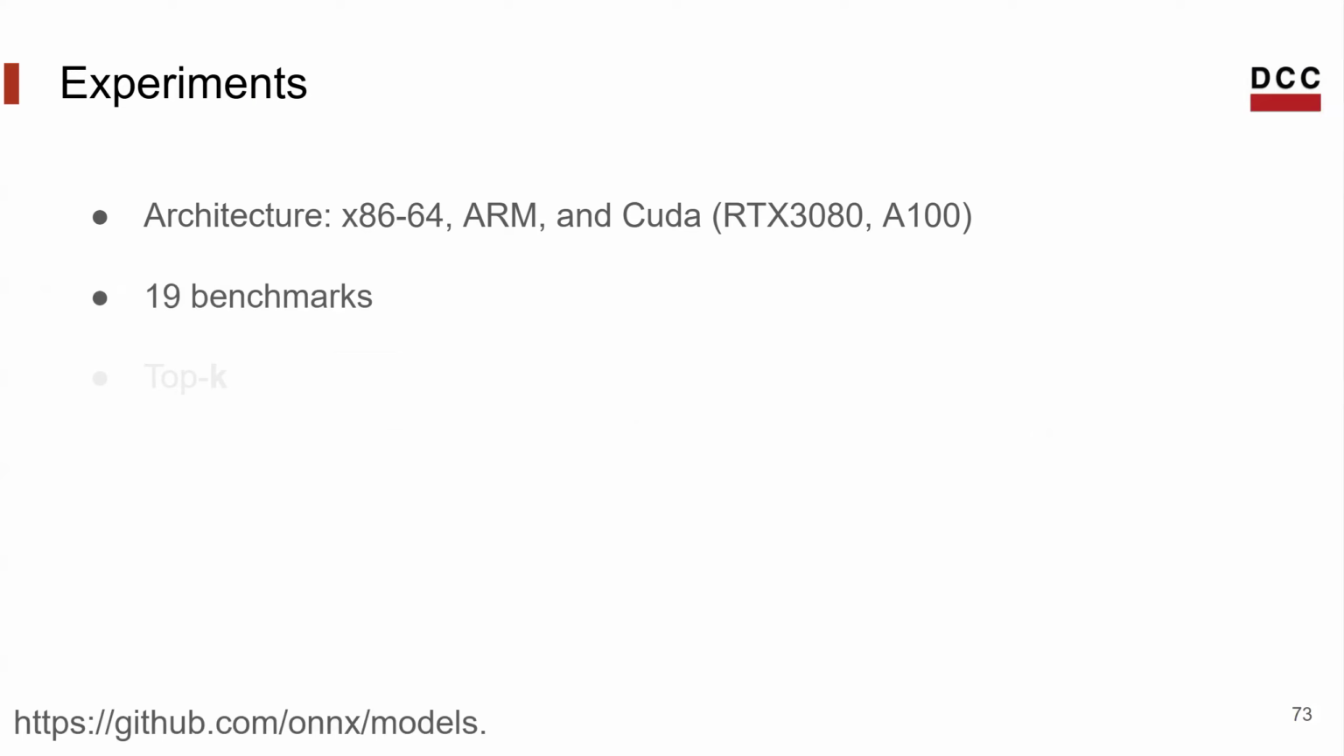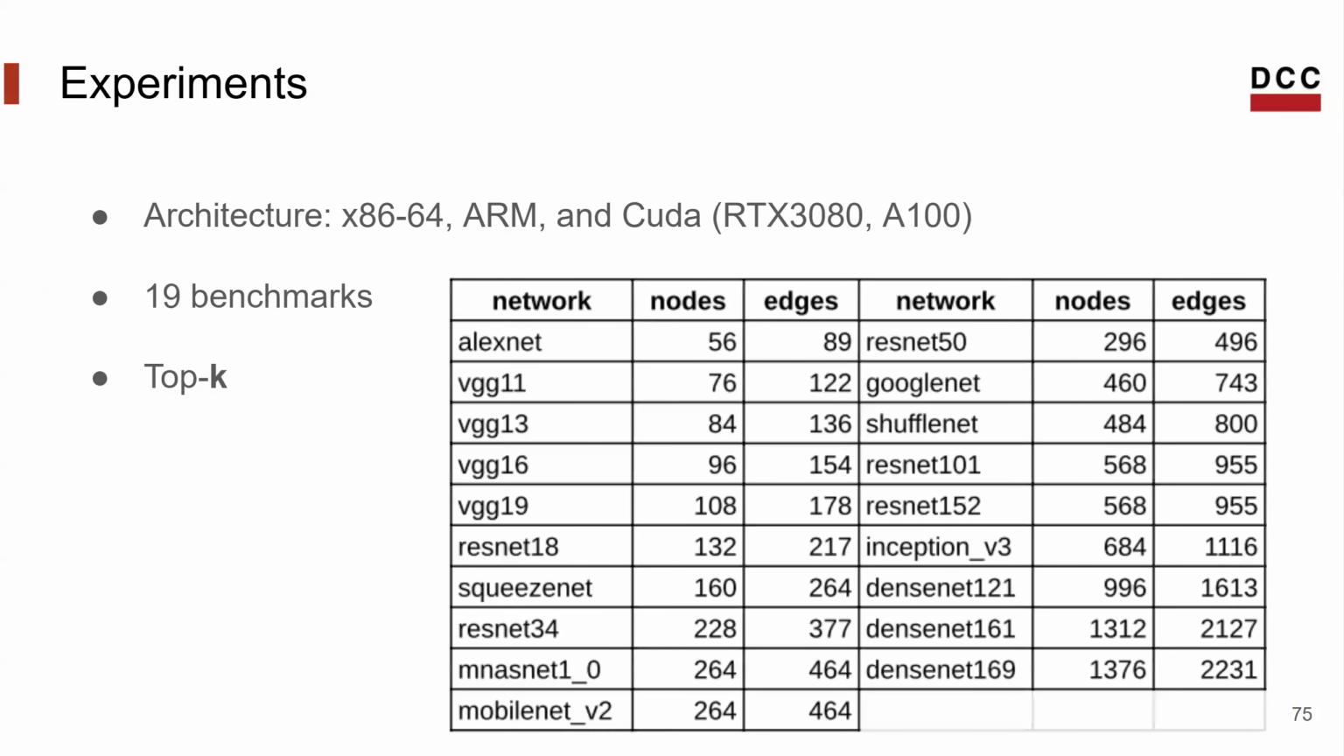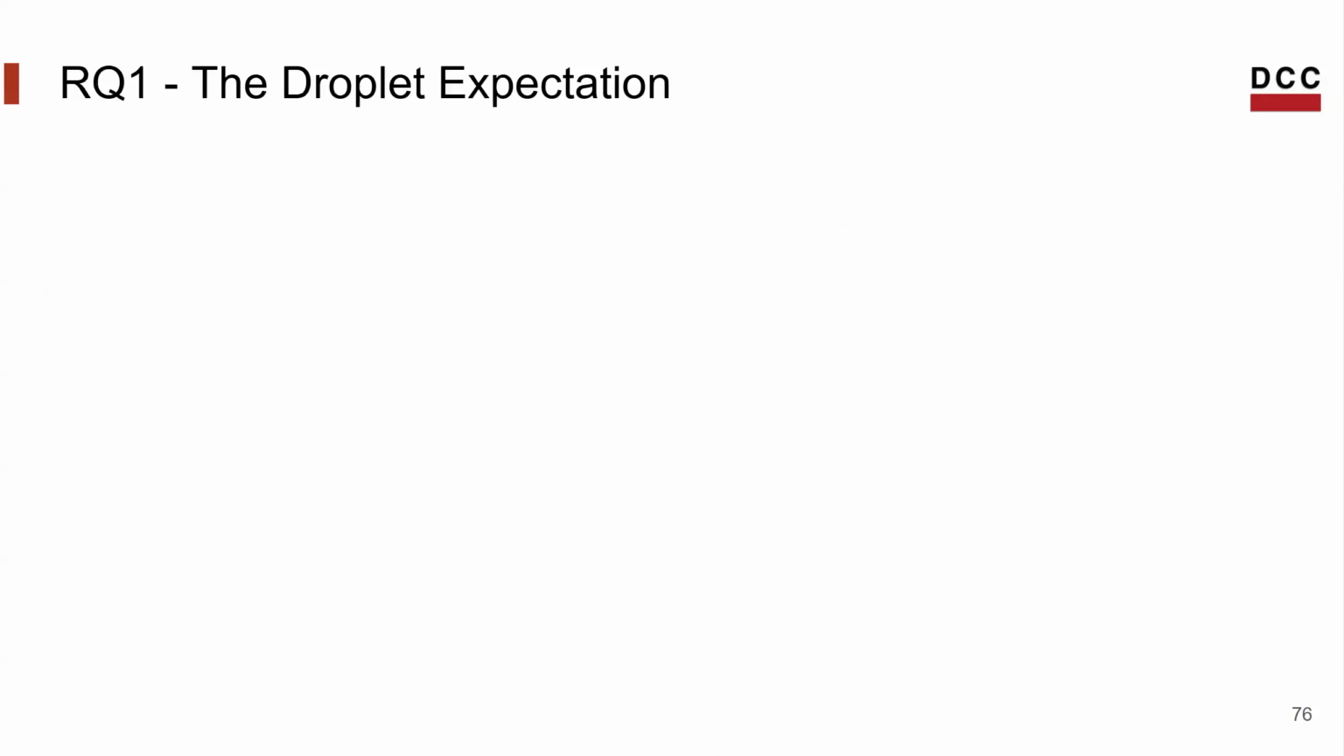For this experiment, we collected 19 ONNX models from the ONNX Model Zoo on GitHub. We select the first K solutions from the 10,000 samples. So for example, imagine that K is 50. So we get the first 50 samples of the 10,000 samples from Ansor, and we get the best configuration in the subset of samples. Our networks range from small to larger and dense networks.